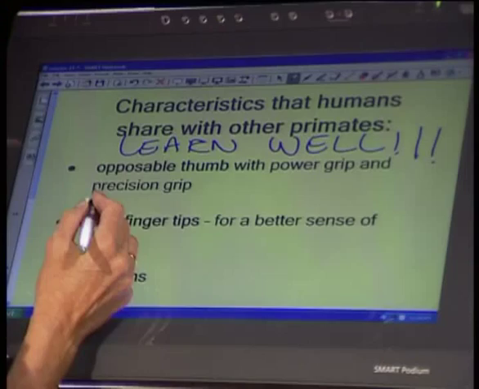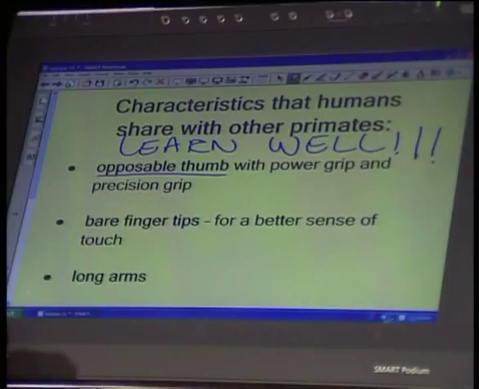Okay, number one, we have an opposable thumb. Okay, so what does that mean? We have the power to grip something, an opposable thumb. The thumb moves on its own. It's not part of the four fingers. Your four fingers work together. Okay, they work in the same direction. Your thumb works on the other side, so my thumb can grip something. Okay, we have opposable thumbs.